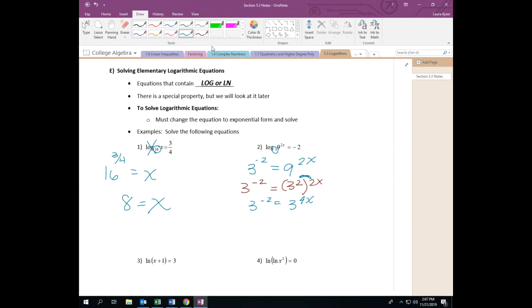And now we have the same base, so we can throw them out. Drop it. -2 equals 4x. And divide both sides by 4. Now, -2 over 4 is not in simplest form, so we want to simplify. -2/4 becomes -1/2.